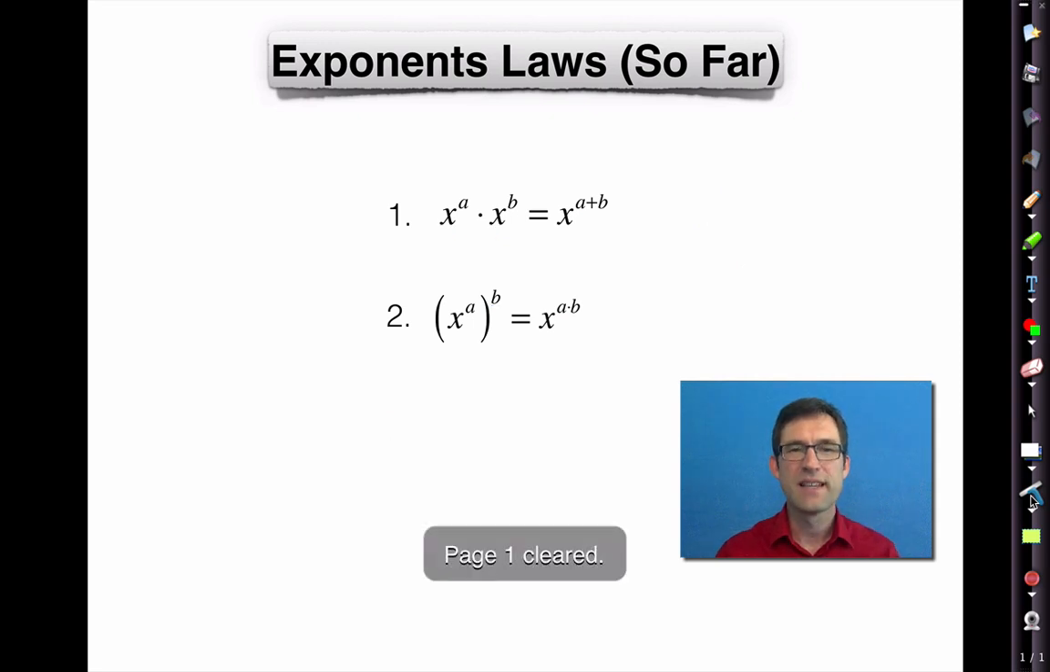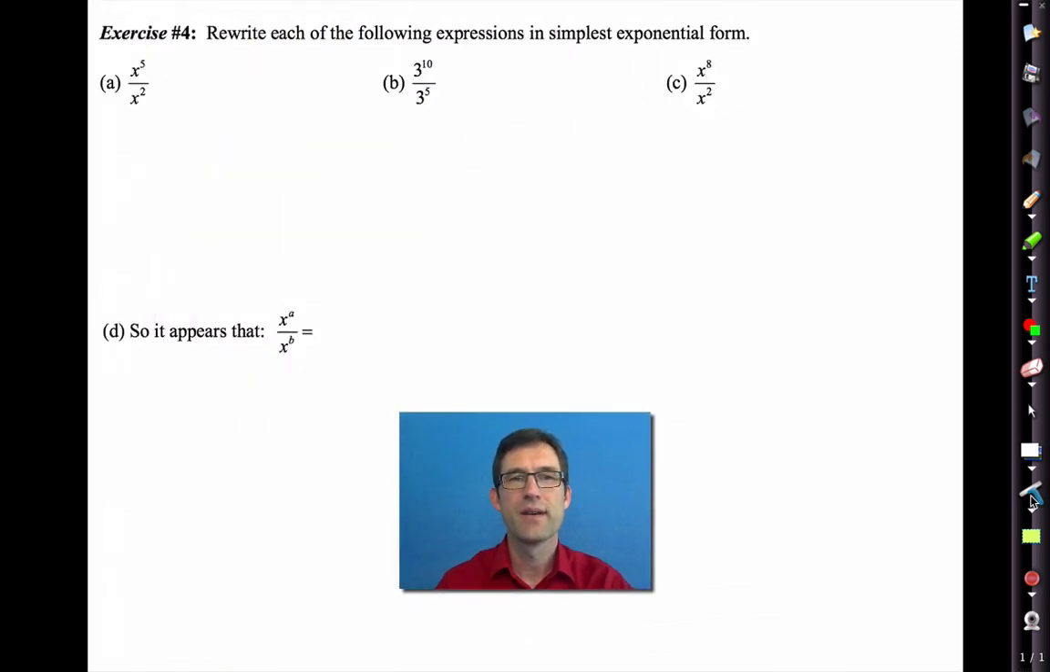All right, let's figure out our third exponent law, the big 3. Exercise 4 says, rewrite each of the following expressions in simplest exponential form. So this is what we did in the last lesson, and I'm going to review how to do that.